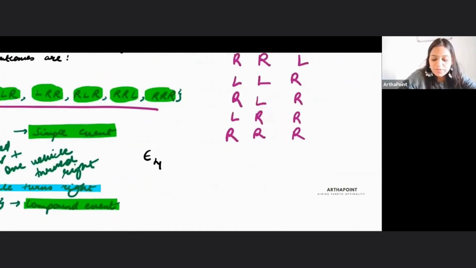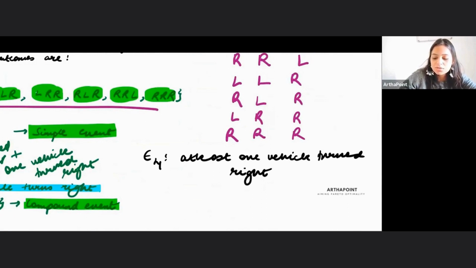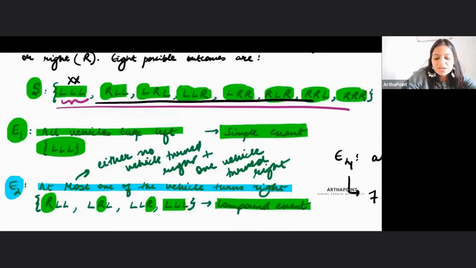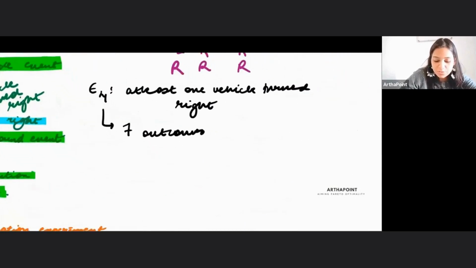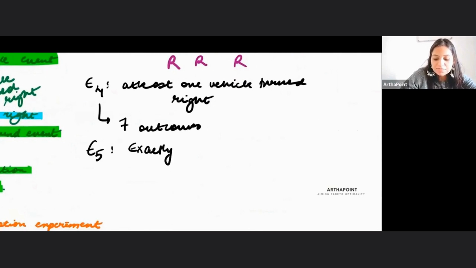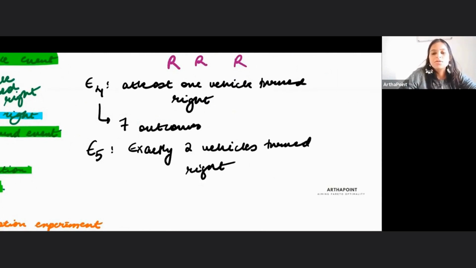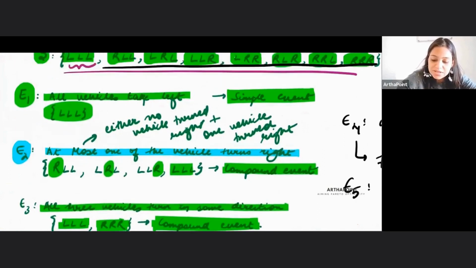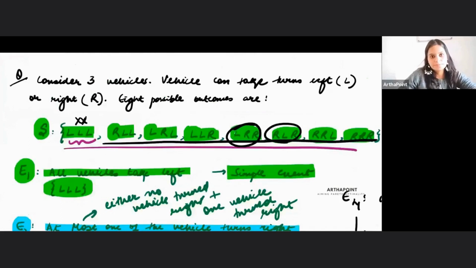I want you to try different scenarios. Take an event where I'm saying at least one vehicle turned right. You have to show me that there will be 7 such outcomes within the event, because if at least one vehicle turned right, only this will not be included. Rest, everything will be included. Okay, take another event: exactly 2 vehicles turned right. You have to show me there will be 3 such outcomes. So exactly 2 vehicles turned right means this one, and this one. So you can take various events and try it.